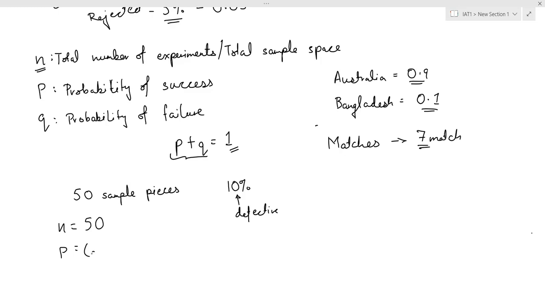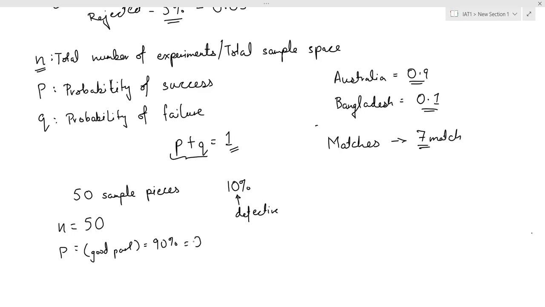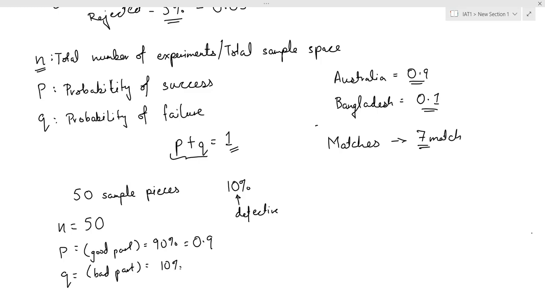Okay, so P is what? The good part, which is accepted. It is going to be what? 90%, because 10% are defective. 90 means what? 0.9. What is the probability of failure? Failure means what? A bad part, which has to be rejected, defective. It is going to be what? 10%. So it will be 0.1.